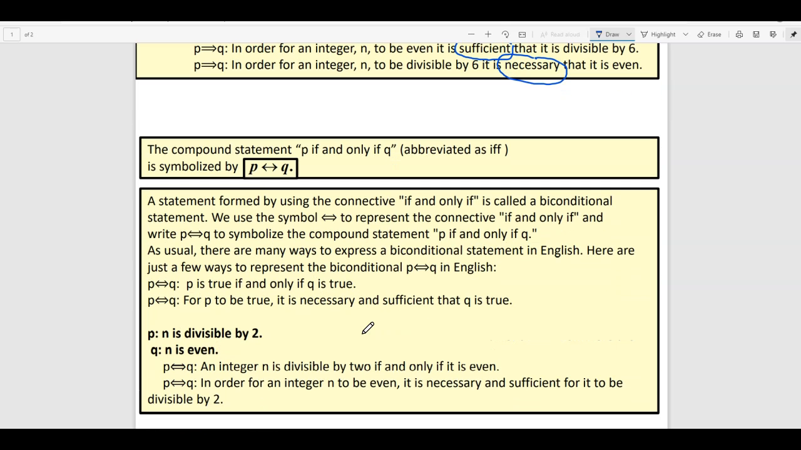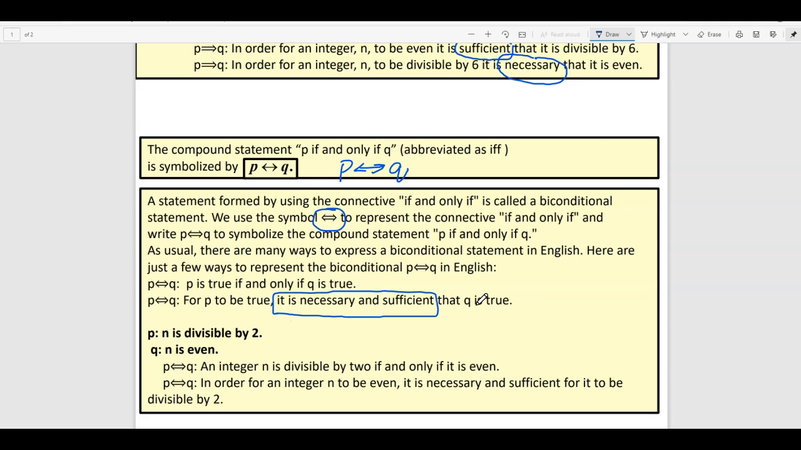Now the next one is if and only if. If I have P with double arrows, that is if and only if. The statement formed by using the connective if and only if is called a biconditional. The one above is just a conditional statement. This is a biconditional statement, and we use a symbol which has double arrows. So P is true if and only if Q is true. That's one way of saying it. Or you can say, for P to be true, it is necessary and sufficient that Q is true.